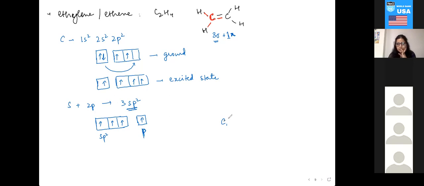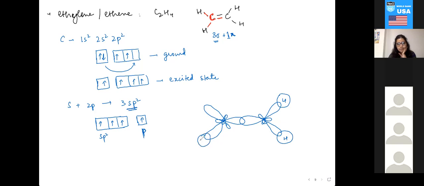It's like this. The other one's like this. And then the third one's like this. Then for the second carbon also, the same thing will happen, and those two will overlap. One here, and one here. Now, the other sp2 orbitals are overlapping with the 1s of hydrogen. So these two are carbon, this is the next carbon.